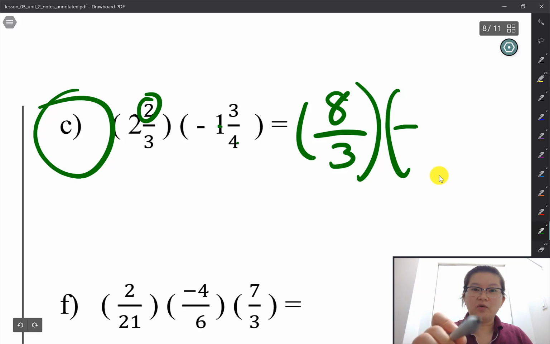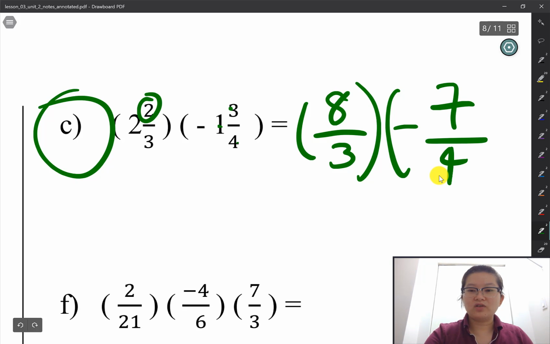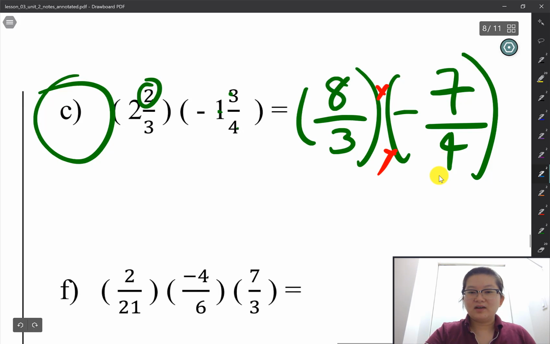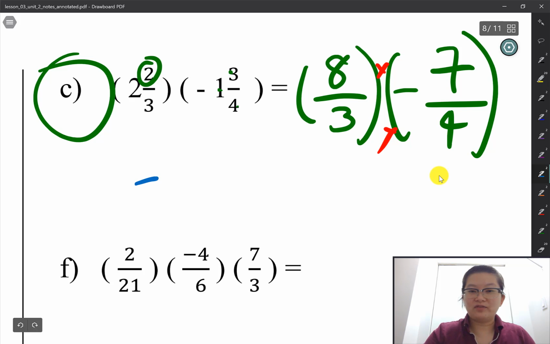1 times 4 is 4. 4 plus 3 is 7. I have 7 over 4. Don't forget the negative sign. Now I can multiply top and multiply by bottom. Let's put the negative sign out in front first so I don't forget I have a negative sign. I have 8 times 7.